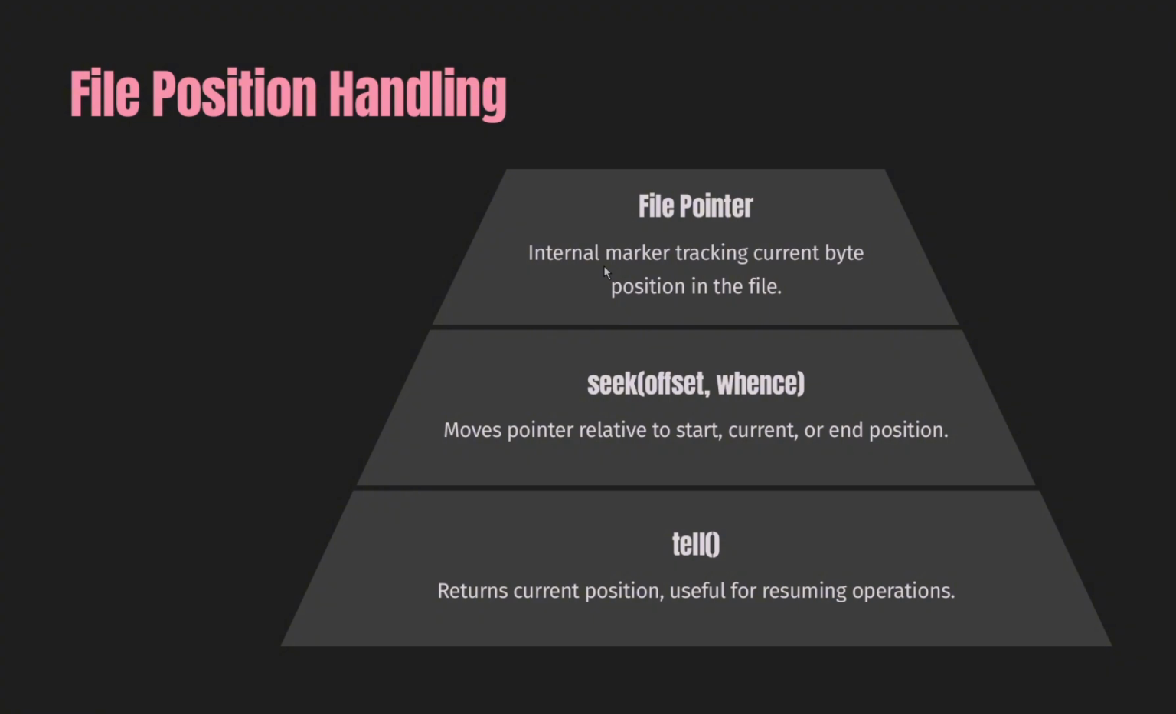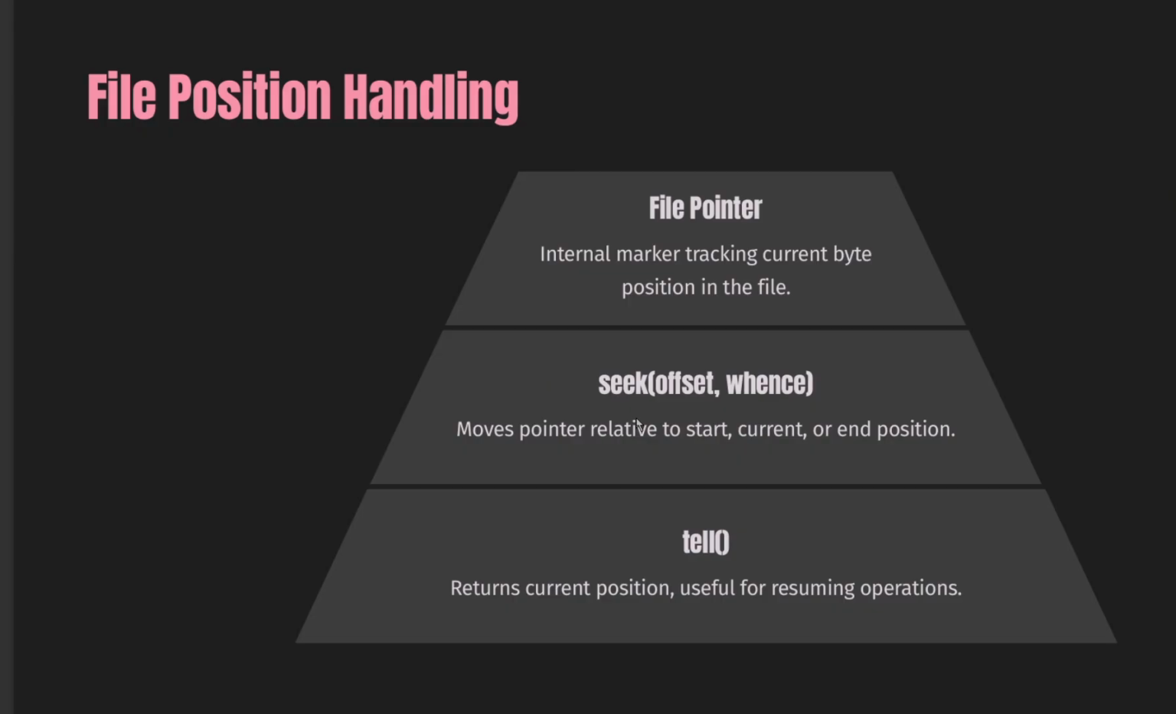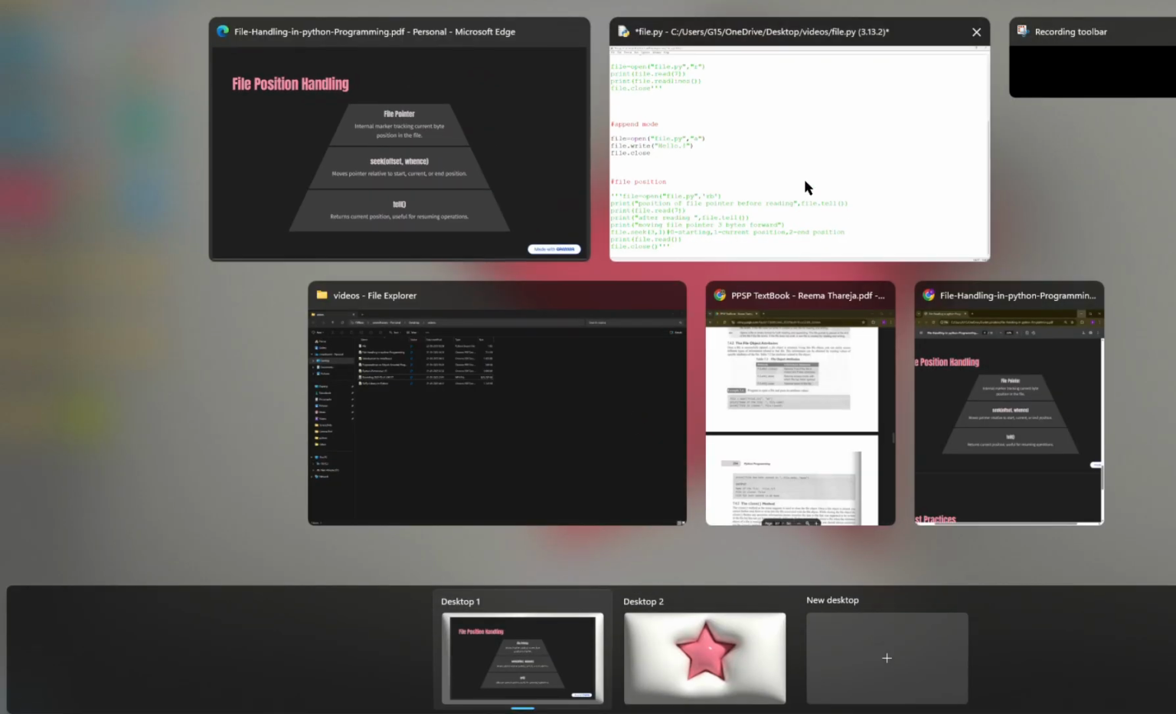And the next topic we are going to see is file position handling. File position handling gives us the information of the position of the file pointer. It is an internal marker tracking the current byte position in a file. There are two methods. First is tell. It says where our pointer is currently at. And by using seek, we can move the pointer to whichever position we want. Now we'll see some examples.